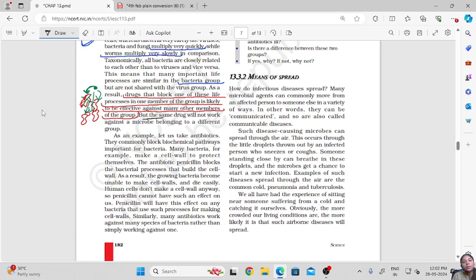But the same drug will not work against a microbe belonging to a different group. What this means is, this same drug will not work against a virus. It may work against some other type of bacteria, but it will not work against a microbe belonging to a different group. Virus is a different group of microbes, so this drug will not work against the virus.